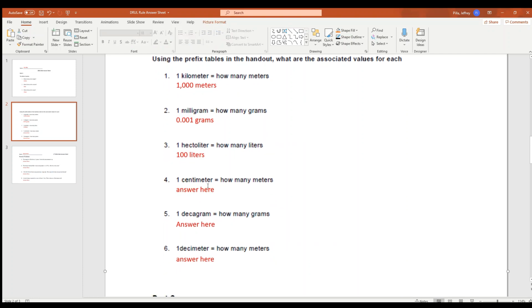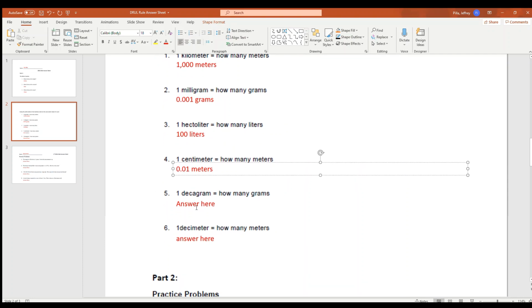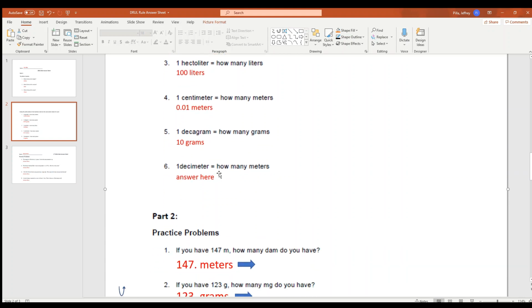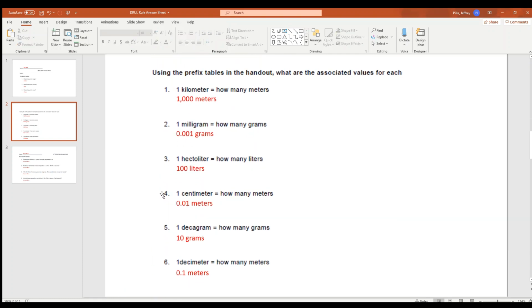Next, 1 centimeter equals how many meters? The answer there is 0.01 meters. Next, 1 decagram equals how many grams? The answer there is 10 grams. And finally, 1 decimeter equals how many meters? That is 0.1 meters.